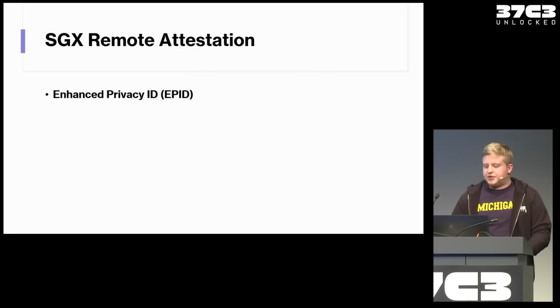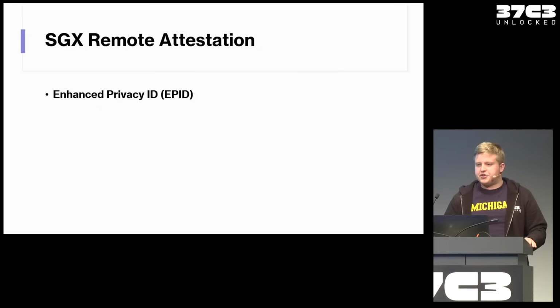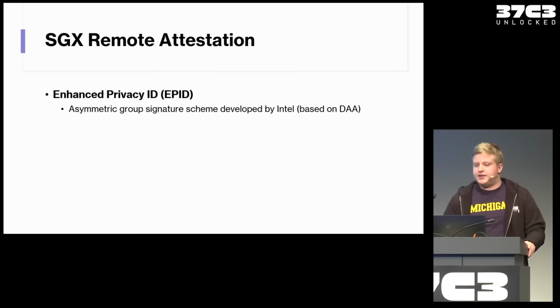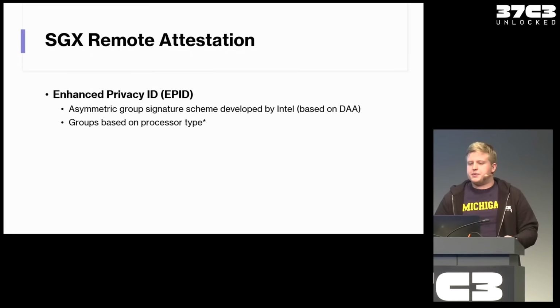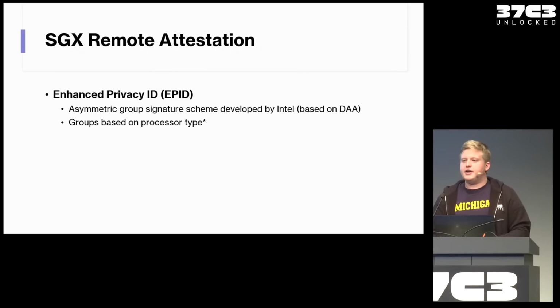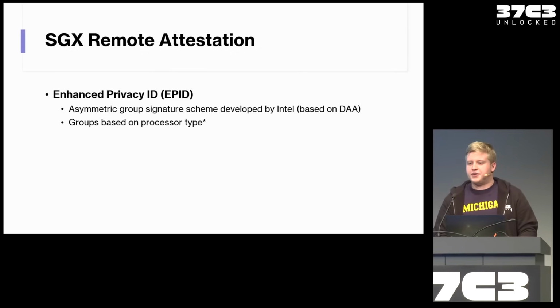Now, I mentioned verifying and remote verification and certificates, but we want to do this in a privacy-preserving way. So Intel has a scheme called EPID, which is an asymmetric group signature scheme based on DAA that groups processors into groups based roughly on processor type. It's actually not fully known exactly how it works, but for the sake of this talk, you can imagine that a CPU that's, let's say, a 7th gen i7 is in a group of all other 7th gen i7s.